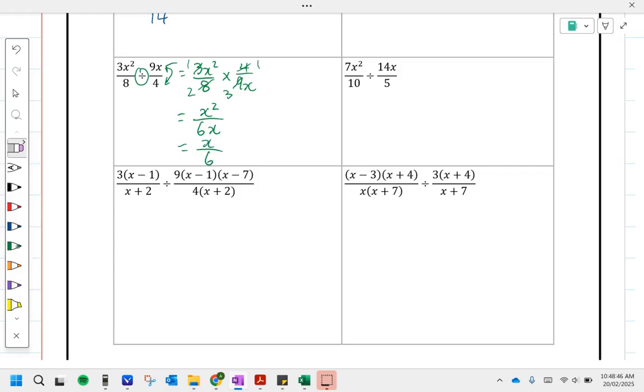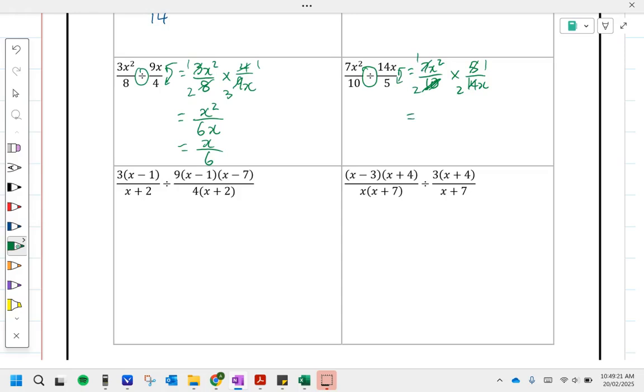All right, pause the video. Have a go with this one on the right. Okay, we're going to keep the first fraction. I'm going to change the divide to a times, and I'm going to flip the second fraction only, 5 on 14x. So the 5 and 10, both divisible by 5. That's 1, that's 2. 7 and 14, both divisible by 7. That's 1, that's 2. Let's just multiply across.